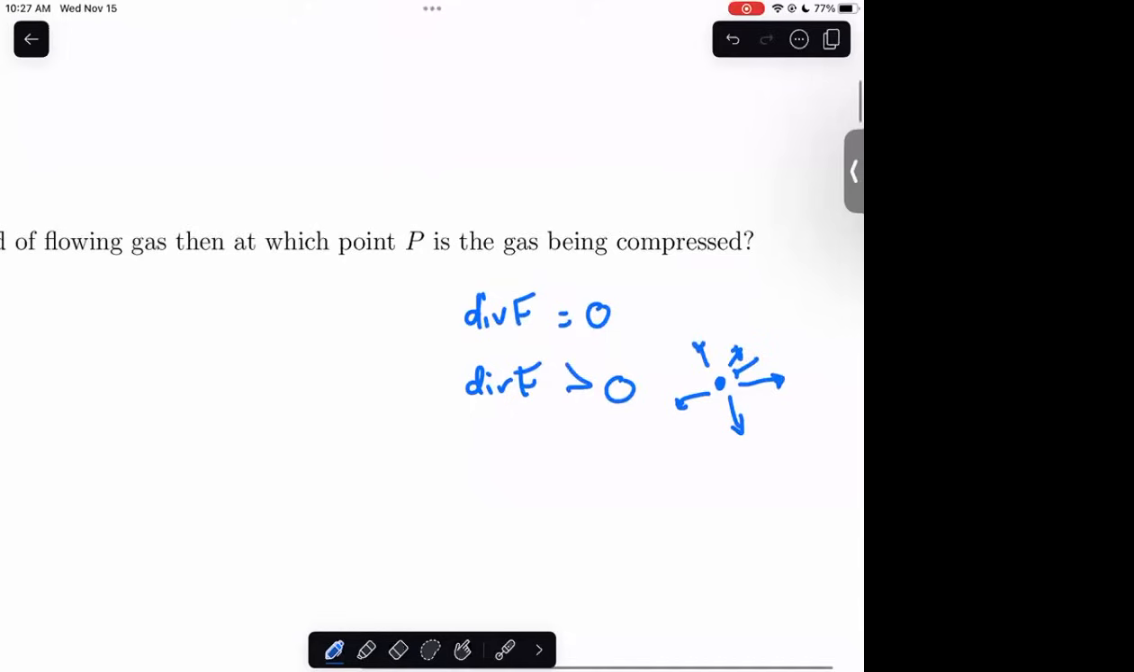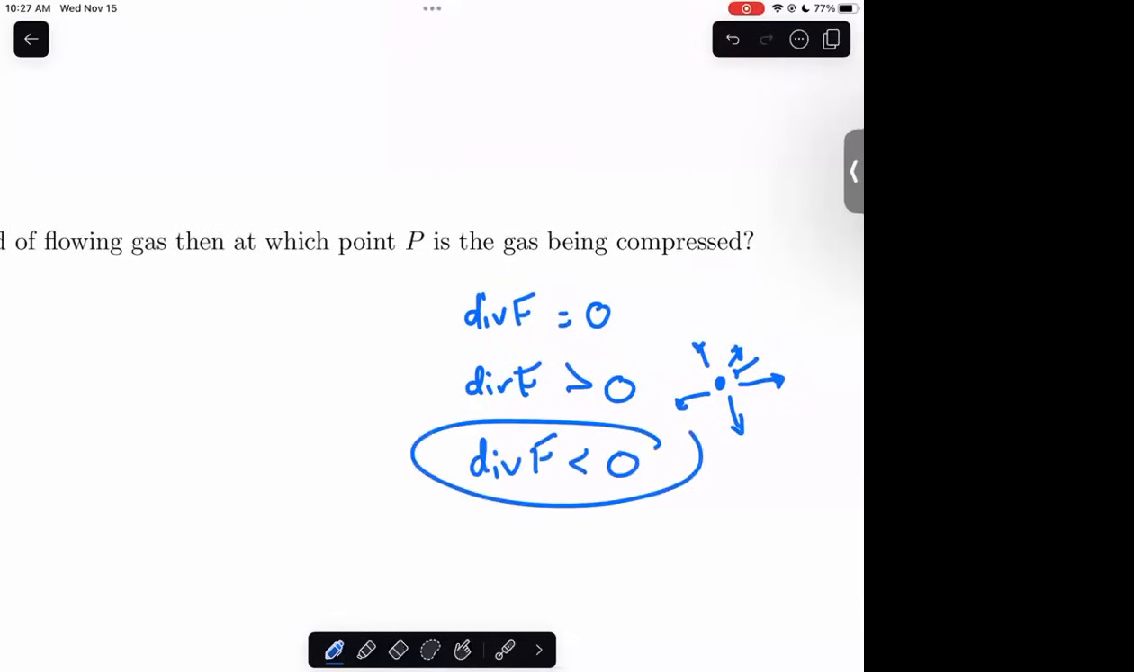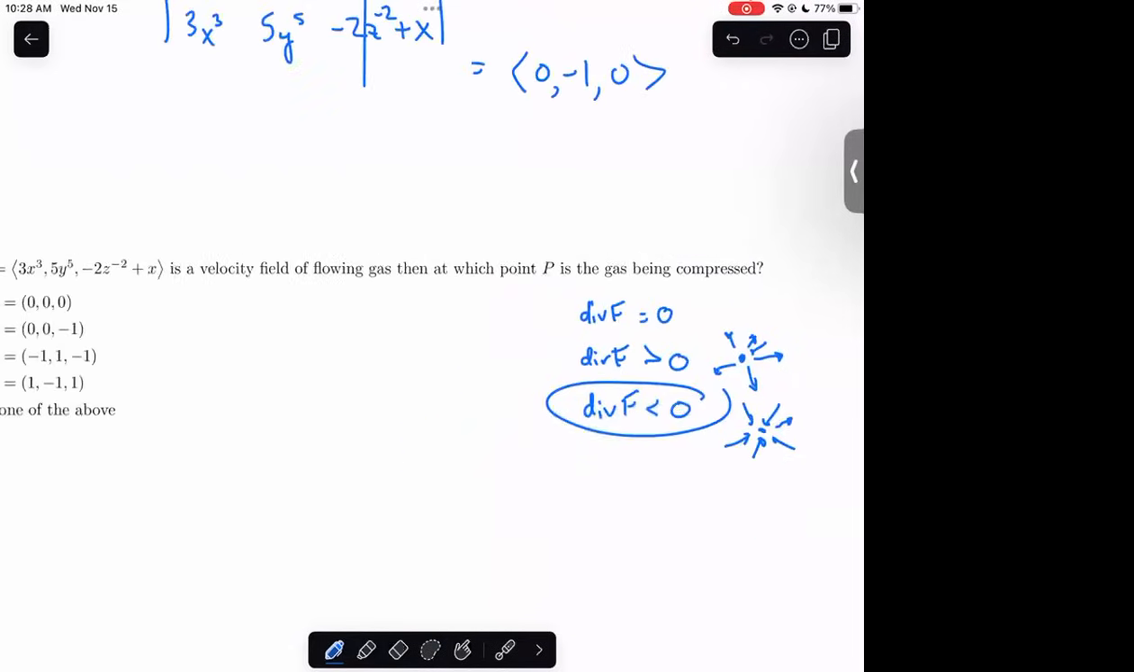So what we're very much interested in, in this particular case, is when the divergence is less than 0. Because in that case, there's going to be more coming in with the velocity field. There's going to be more compression. There's more going in than there is going out. These are the words that explain that we want a divergence being negative.